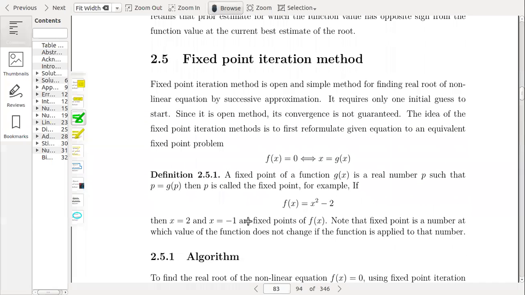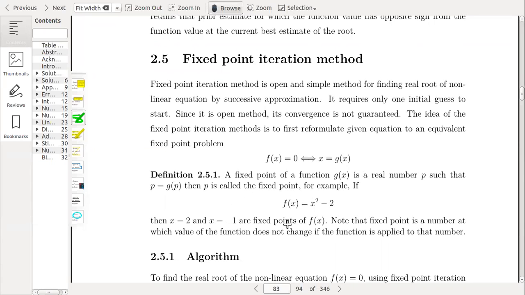So in the definition, a fixed point of a function g of x is a real number p such that p is equal to g of p. So we can just say that a point is a fixed point when we substitute it instead of x and it does not change its value. Then p is called the fixed point.